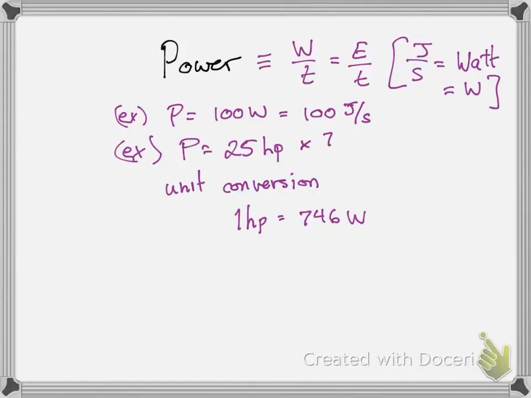So we've got 746 watts over 1 horsepower, which gives us 18,650 watts, or 18,650 joules per second. So for a car, maybe it's the amount of energy that it uses, or maybe it's the amount of work that it produces, right? It really tells you how fast the car can accelerate. How powerful the engine is really has to do with how fast the car can accelerate.